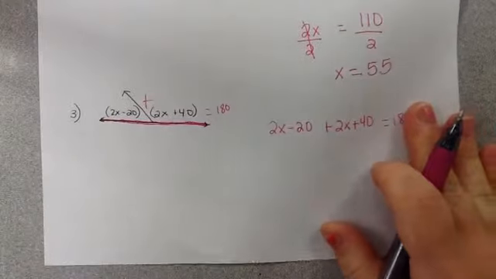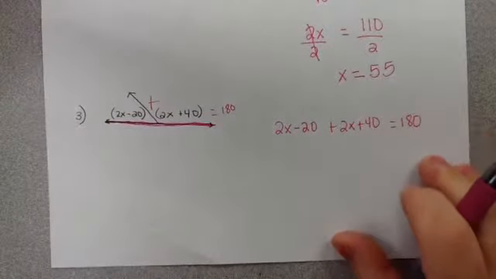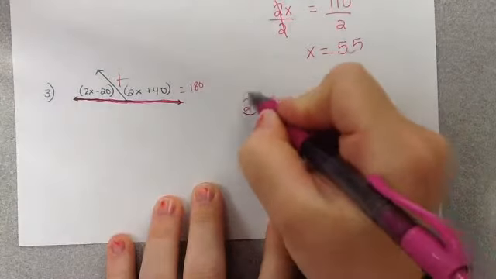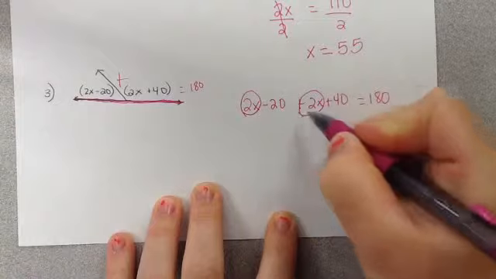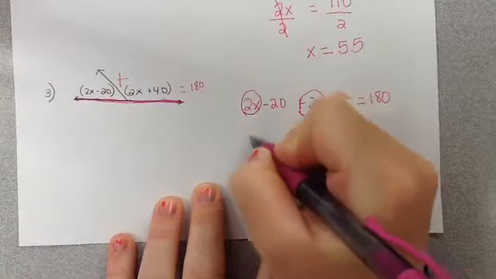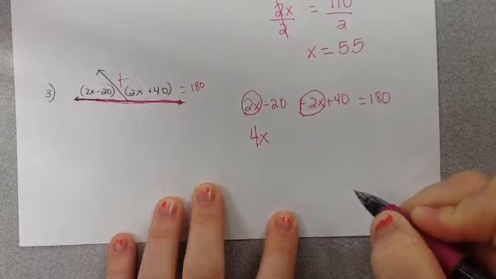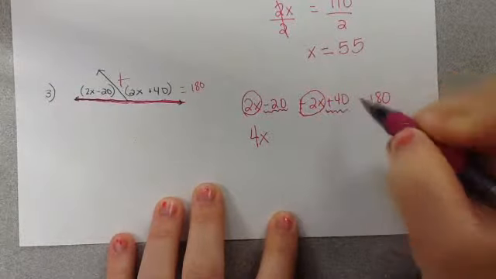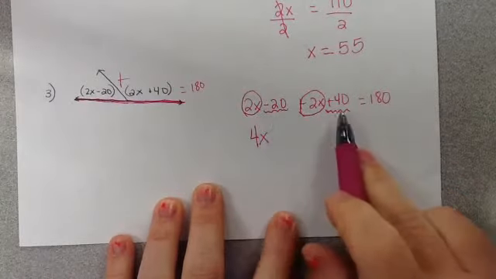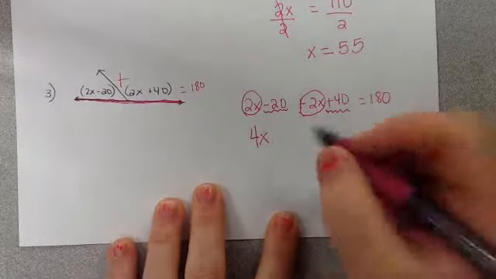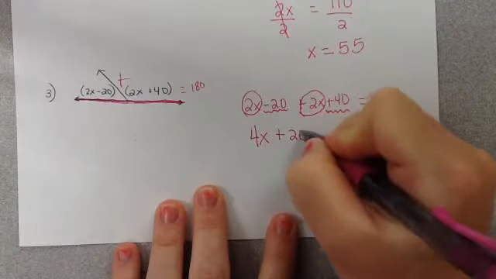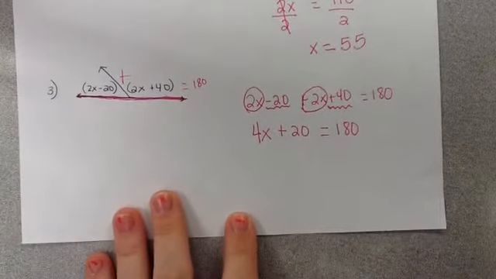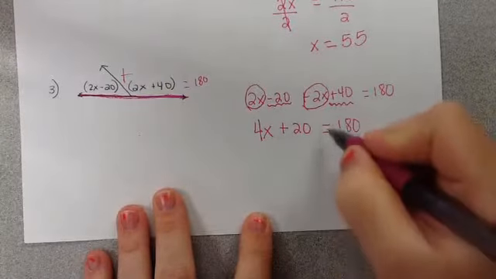What did you do first? Let's combine pieces that match. So I have 2x. What goes with 2x? Plus 2x. That is 4x's. What else goes together? Minus 20 and plus 40. So I have a negative 20 plus 40. What are you left with? Positive 20. So put pieces together that match. Combine your like terms.